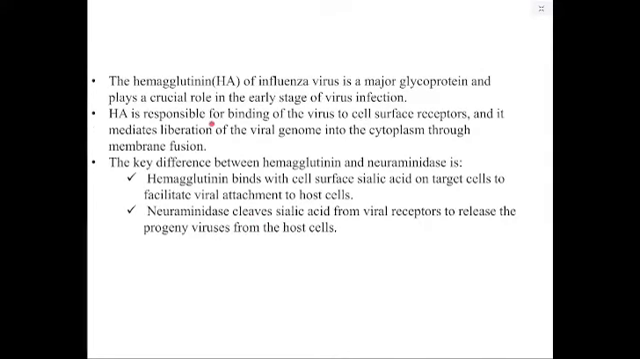The hemagglutinin of influenza viruses is a major glycoprotein and plays a crucial role in the early stage of virus infection, and of course also after leaving, so that they can go and infect other cells. The hemagglutinin is responsible for binding of the virus to the cell surface receptors, and mediates liberation of the viral genome into the cytoplasm through membrane fusion.